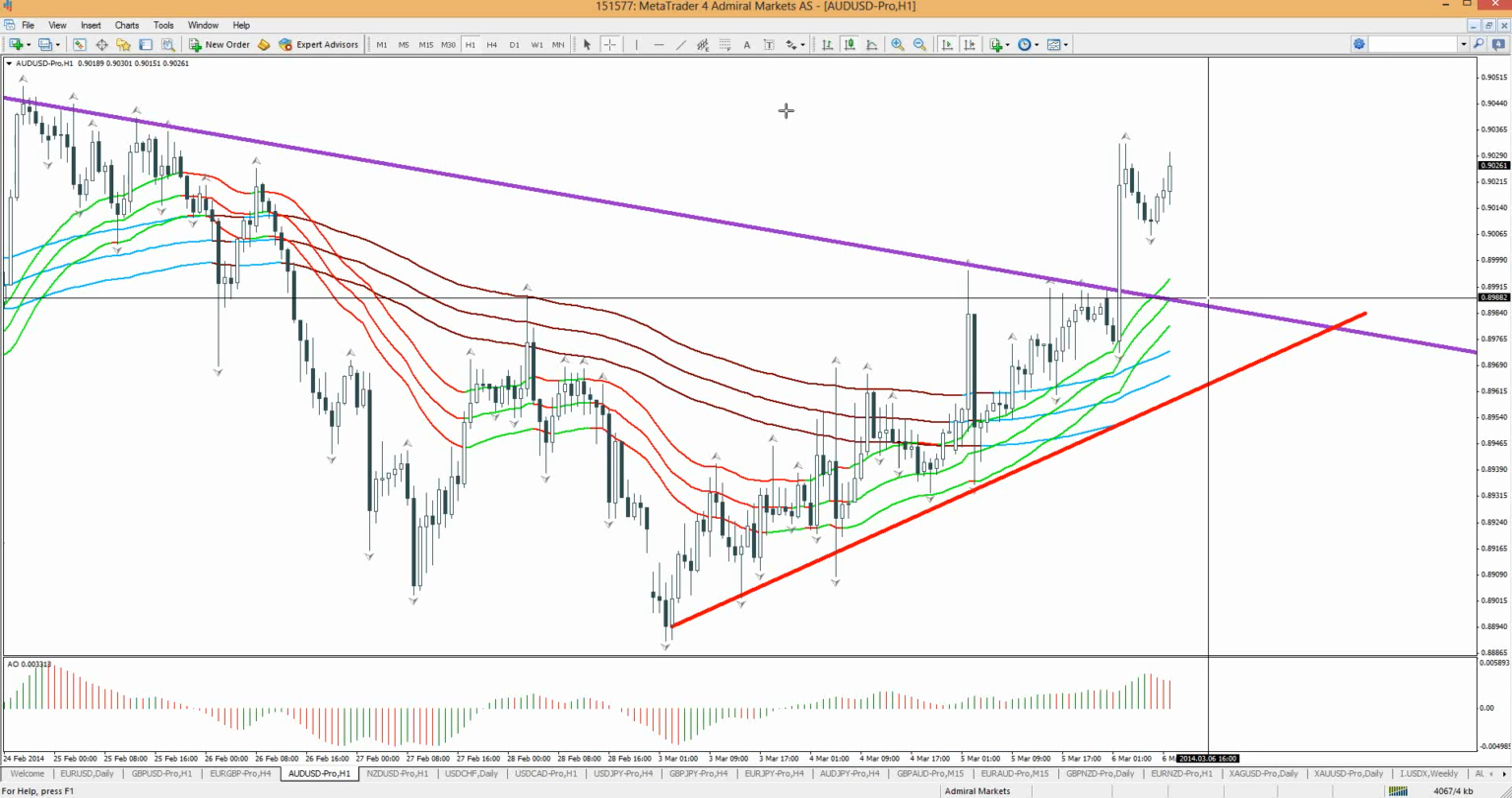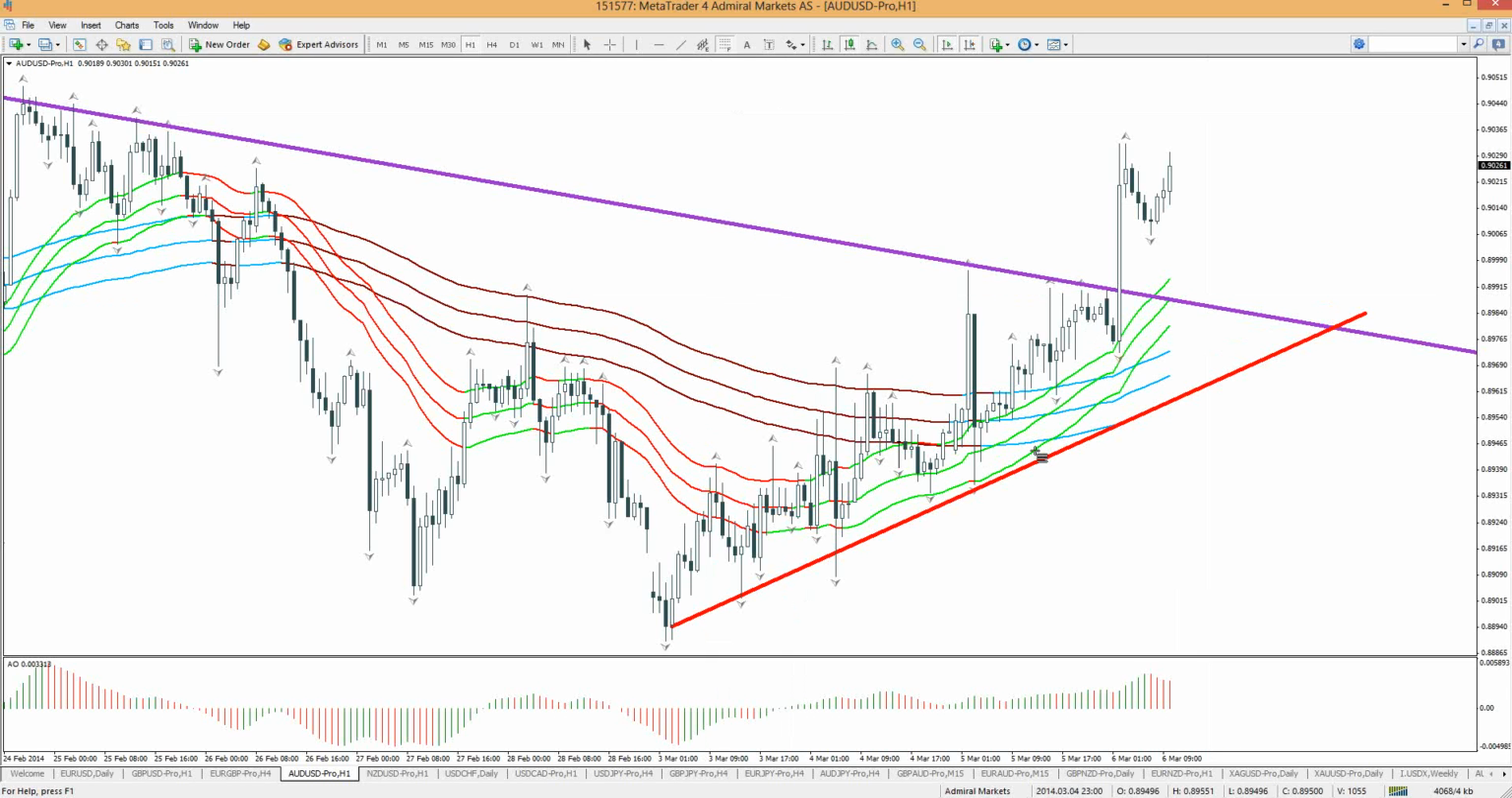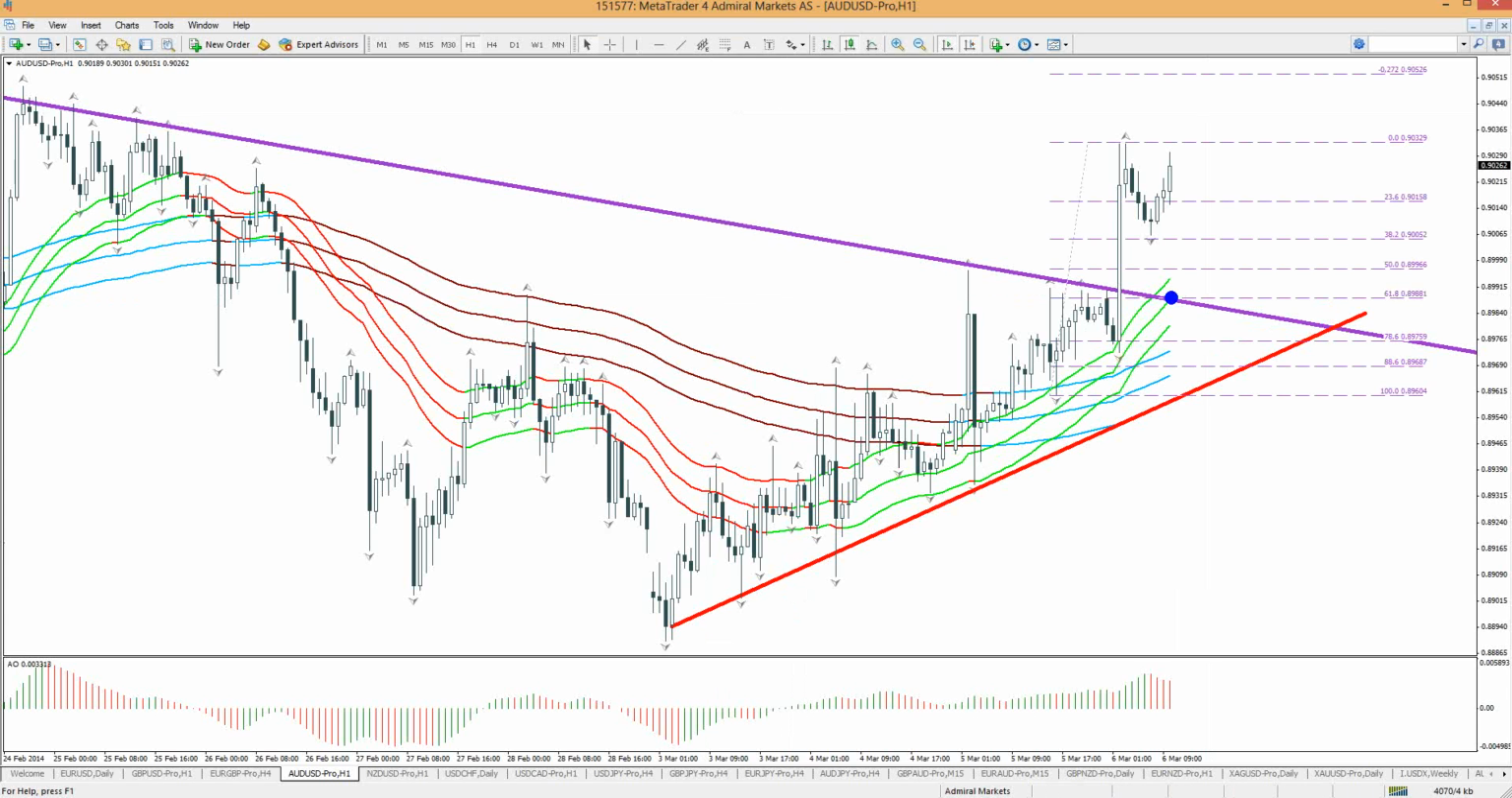The very best would even be a dip down to, for instance, the 61.8 fib here and the broken triangle. I'm not sure if you can get that far, that low. That would be probably the best one.